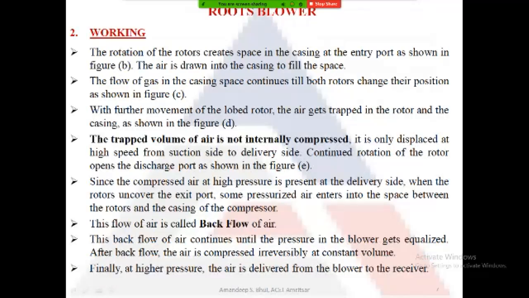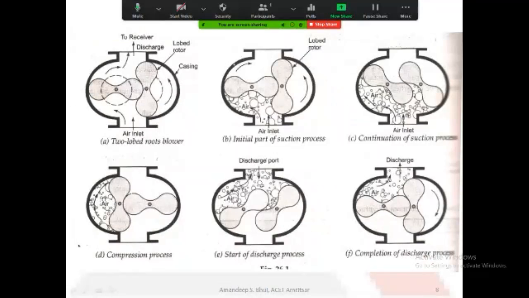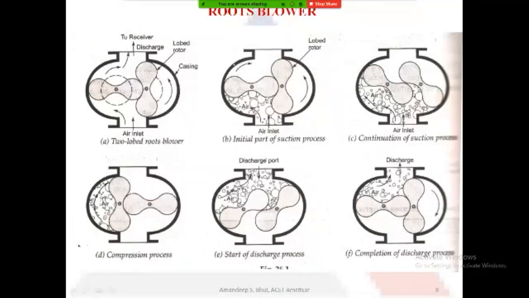Now, in the working part, you can see in part B, when the lobes are in this position, the bottom is the air inlet and the topmost is the exit or the discharge port. In this position of the lobes, the inlet port is open and the air can be sucked inside through the inlet port.